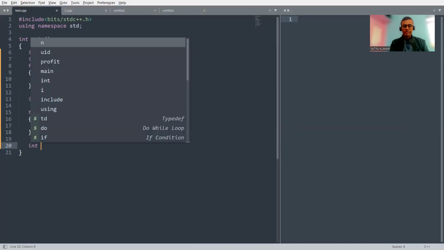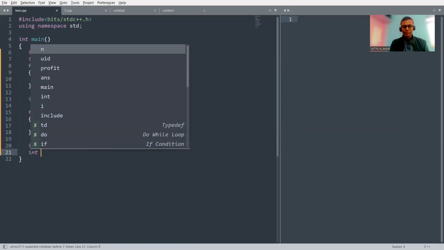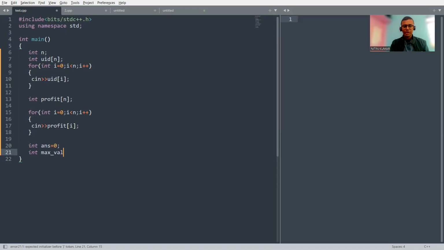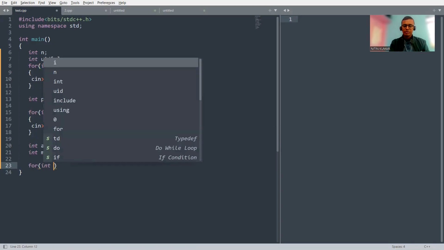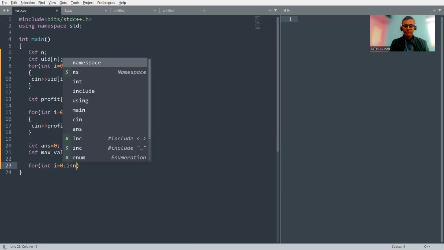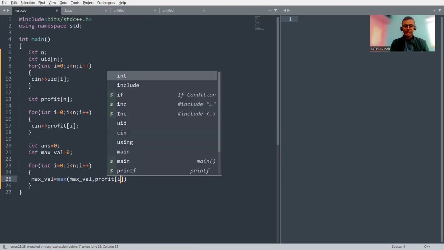For writing the logic, first we have to define an answer variable where we will store our answer, and a max val variable, which is used for finding the max val for the current range. And it is reassigned to 0. And now we have to iterate over the array. So that we are doing here. And now we are writing the first constraint, which is max val is equal to the maximum of max val or profit of current index I.